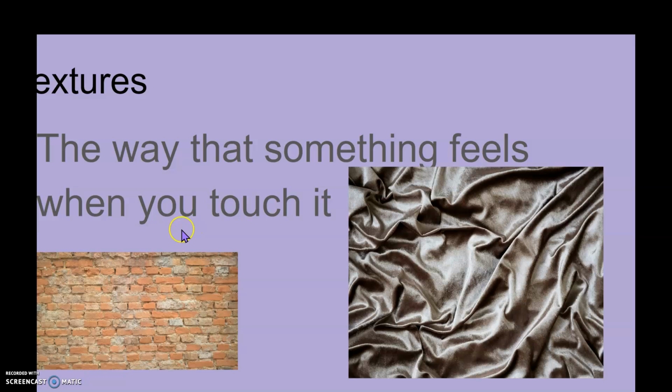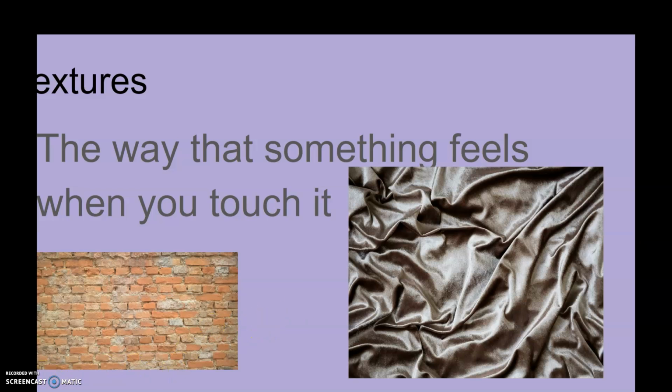Oops, you can't see this whole word here, I'm sorry. The next word is textures, which is the way that something feels when you touch it. So over here is a brick wall, and that looks really rough to touch, and it wouldn't be very fun to touch. And then you have this silk, whatever it is, that looks really smooth and really nice to touch. So texture is just the way that something feels when you touch it. Okay, and then that's the last one.